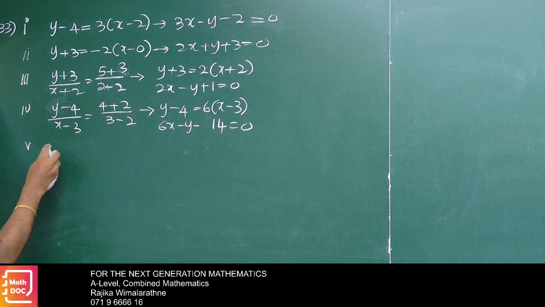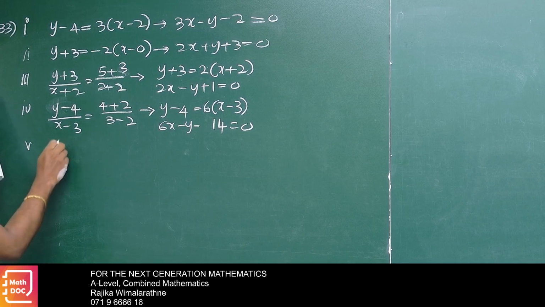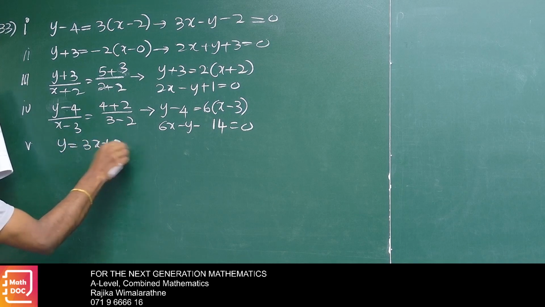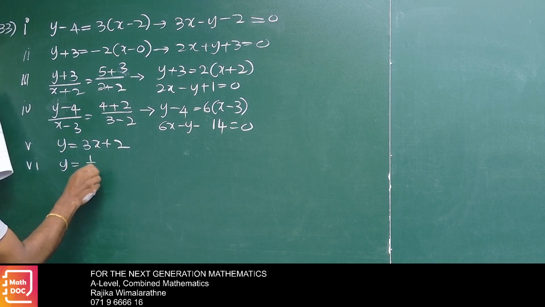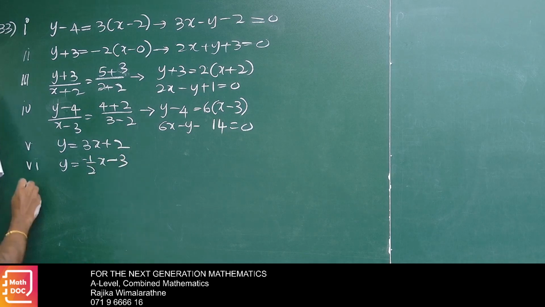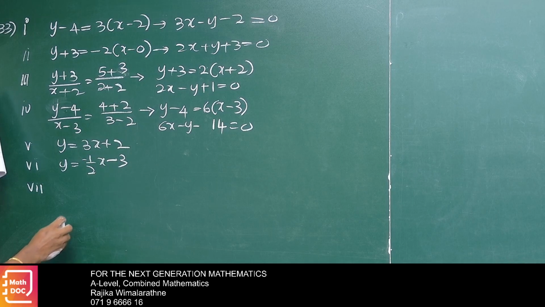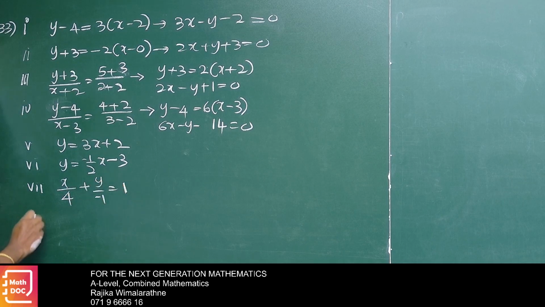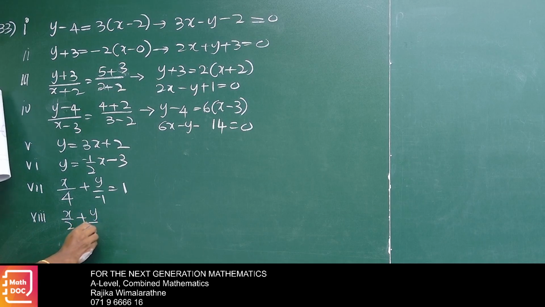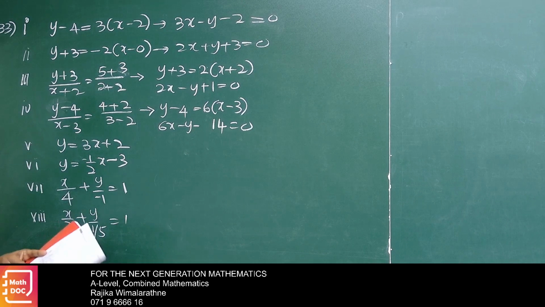5. Intercept 2, gradient 3. y equals 3x plus 2. Intercept minus 3, gradient half: y equals half x minus 3. 7. Intercepts 4 and minus 1: x over 4 plus y over minus 1 equals 1. 8. x over 2 plus y over 1/5 equals 1.